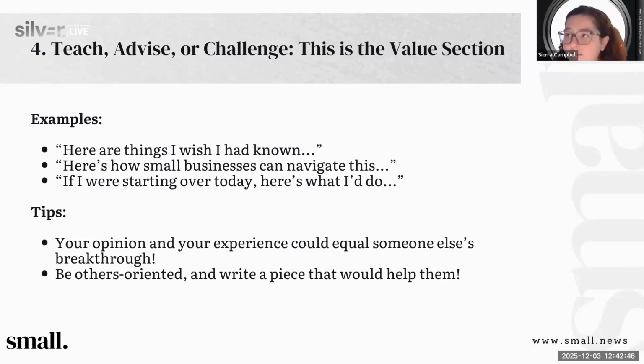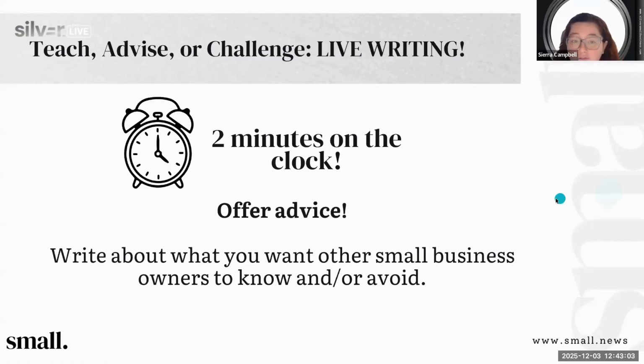So this goes back to some silver lining values of being others oriented. So this is where you want to think, how can I really help other small business owners that may be in my same spot. So we are going to now do 2 minutes on the clock. This is really where you'd offer your advice. If someone was going through this, or if someone's just feeling the way that you're feeling, this is the advice that you would offer them.